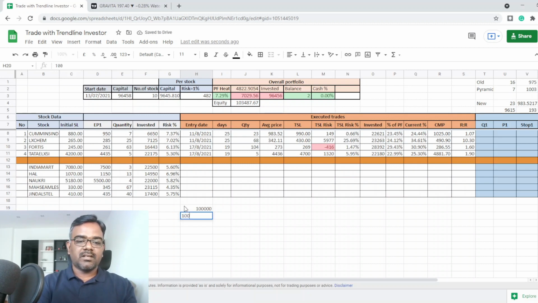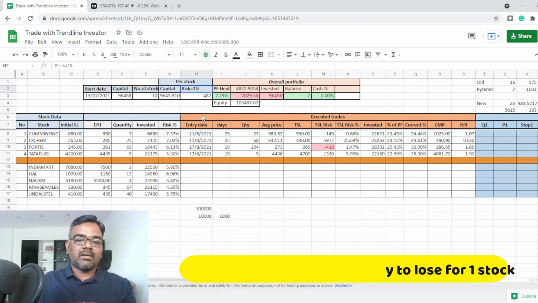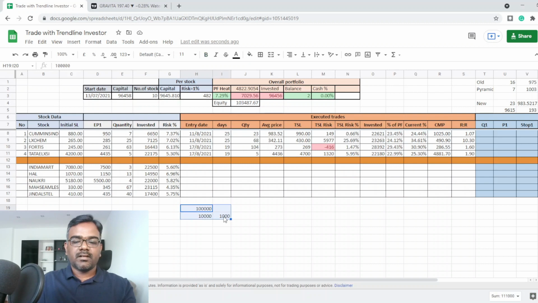So per stock, let's say you can maximum risk 10,000. Now in this stock, what is your maximum risk that you are willing to lose? So maximum that you're willing to lose, I am setting that money to 1%. So that 1% is what I mentioned here. So at any point in one stock, I will not lose more than 1,000 rupees. So that is your risk per stock. So per stock risk is 1%.